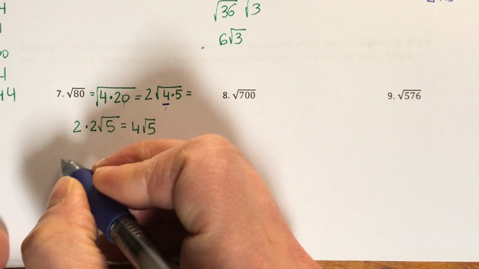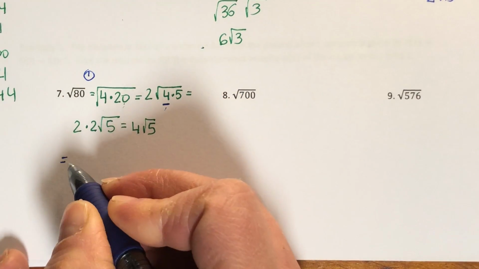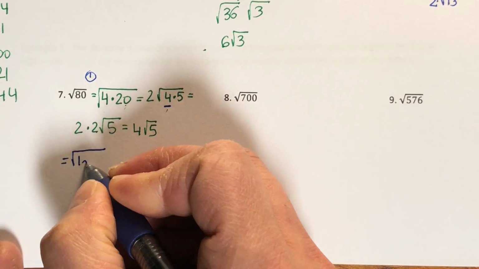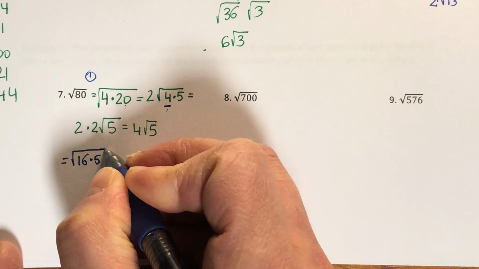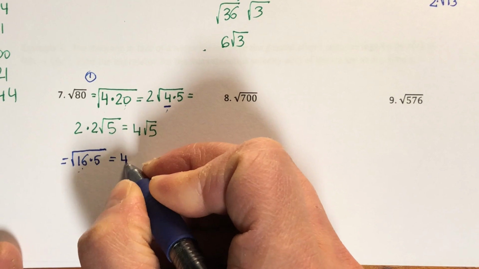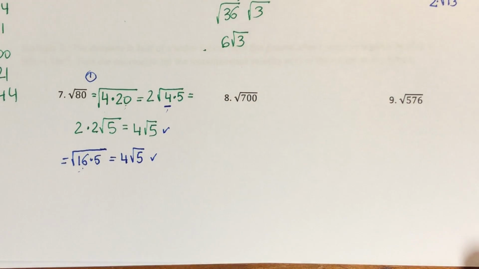Well, somebody could say, I wouldn't do it that way. I would say right from the beginning, so this is the first option. Some of you might have thought, well, but 80 is equivalent to 16 times 5. And 16 is a perfect square. So now square root of 16 is 4. Square root of 5. Notice, either way works. We are right in both ways.